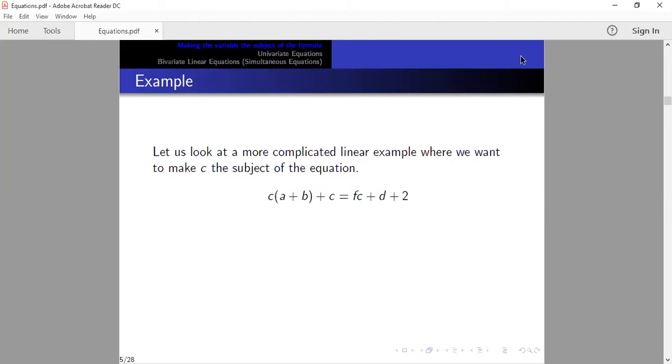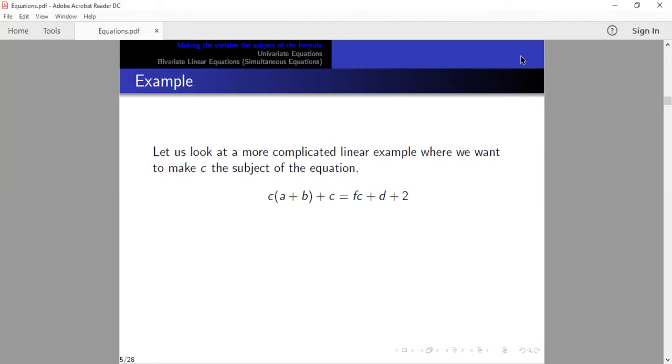Now, when making C the subject here, it's important to remember that once we make C the subject, there should be nothing on the other side with C. Otherwise, if there is something with C on the other side, C is not yet the subject. Now, what do we need? We need to make C the subject.